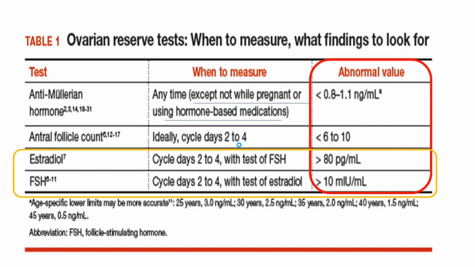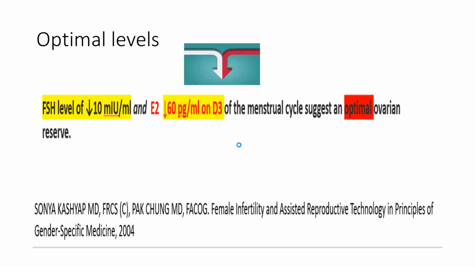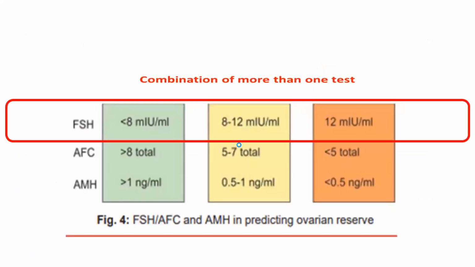So the estradiol, also basal estradiol on cycle day 2 to 4, in addition to FSH, if the estradiol is less than 80 picogram per milliliter and FSH is less than 10 milli international unit per milliliter, this is suggestive of good response of this cycle. So FSH in combination with estradiol suggests optimal ovarian reserve of this patient.